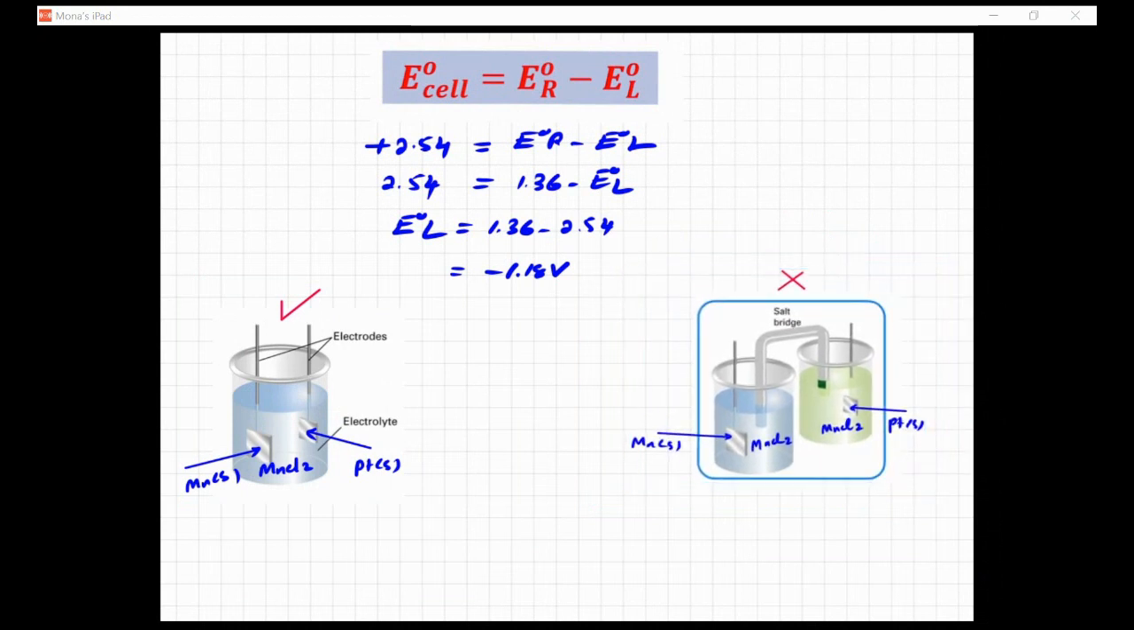So what will it be? Of course, it will be Mn solid on the left. I will have MnCl2 aqueous. Then I will have Cl2 gas. Of course, I will have here platinum solid. There is no salt bridge here.